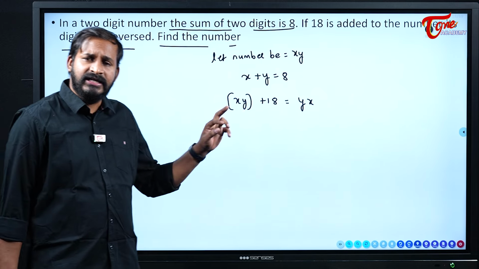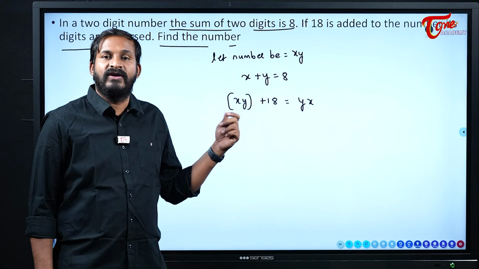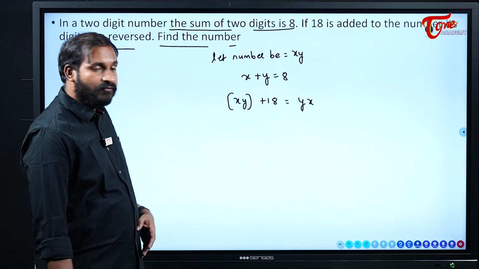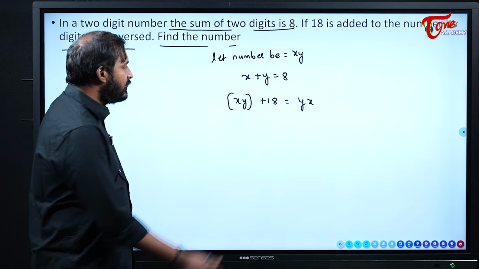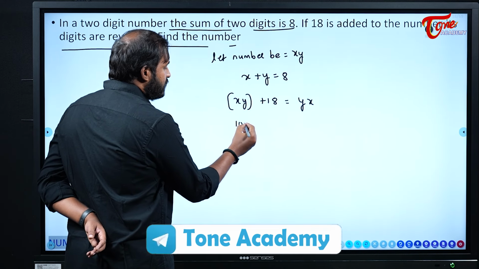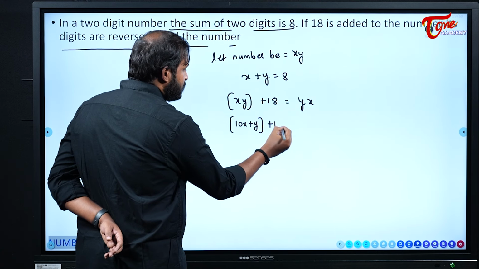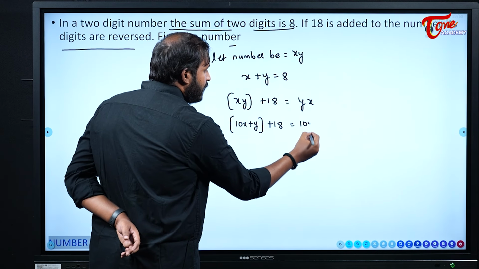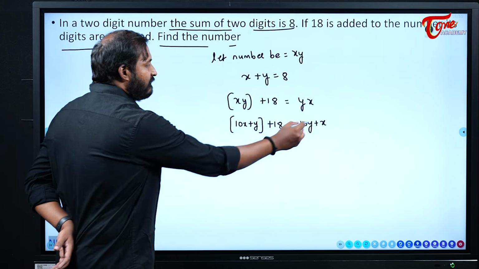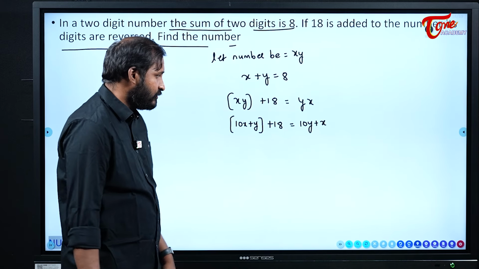That means the digits will be reversed. So while assuming, you can assume it as xy, but while performing, as I already told you, we should not do it in this manner. Definitely we should follow the basic method. What is the basic method for me? We all know what it is. 10x plus y plus 18 is equal to 10y plus x. So that means I will send this to this side and 18 to that side, or you can send this to that side, whichever way you want.